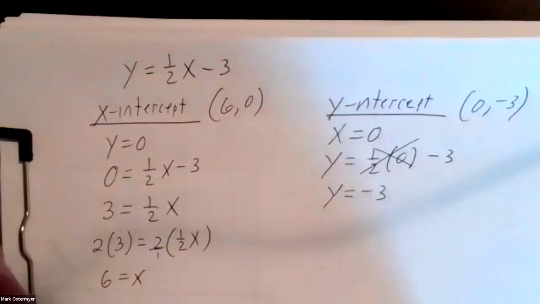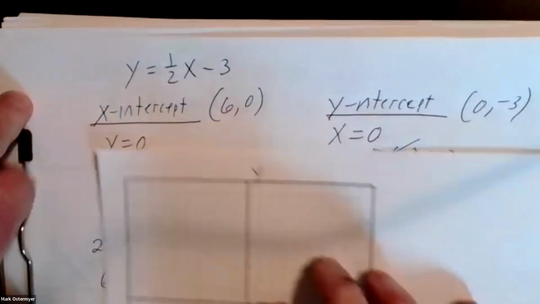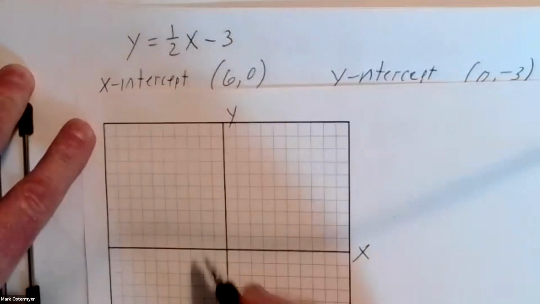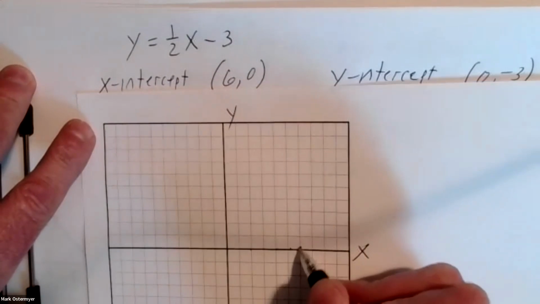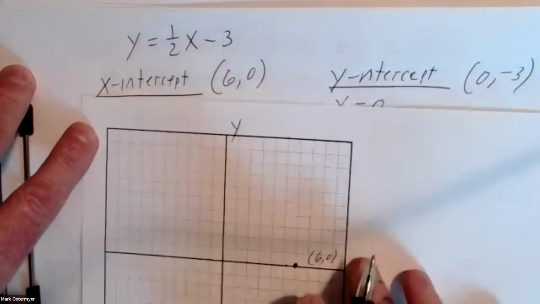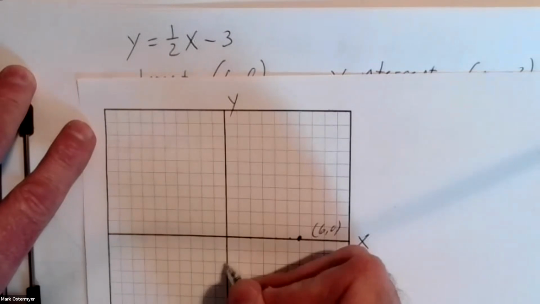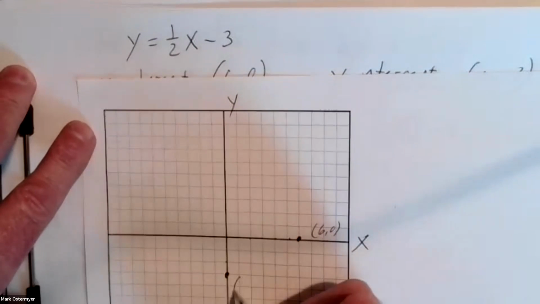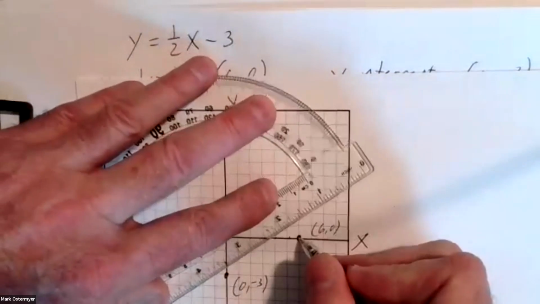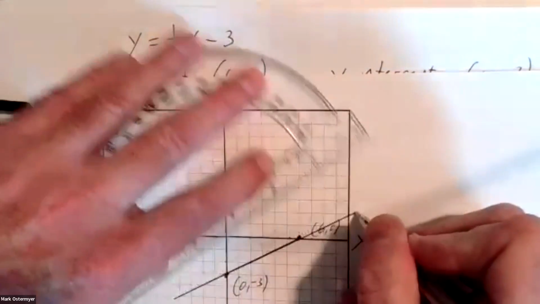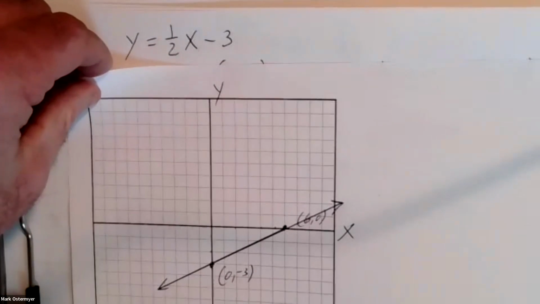So let's see if we can graph that. So plotting the x-intercept of 6, 0. We start at the origin. We move 6 to the right on the x-axis: 1, 2, 3, 4, 5, 6. There's 6, 0. X-intercept. And then the y-intercept is 0, -3. Start at the origin, go down 3 on the y-axis: -1, -2, -3. There's 0, -3. Take a ruler, put a line through the points, and we're done. We have the graph of that linear equation. And that would be it. That would be the graph of y equals 1/2 x minus 3.